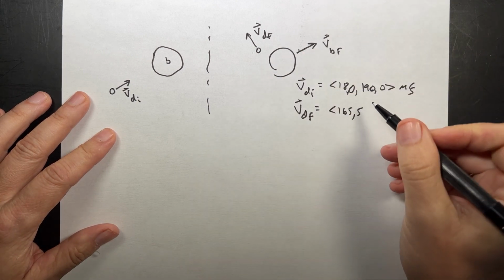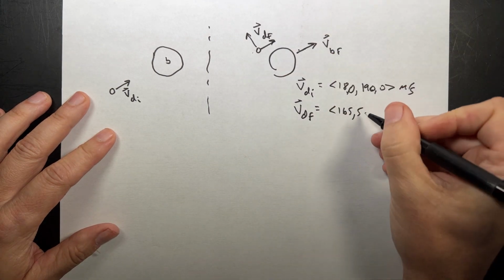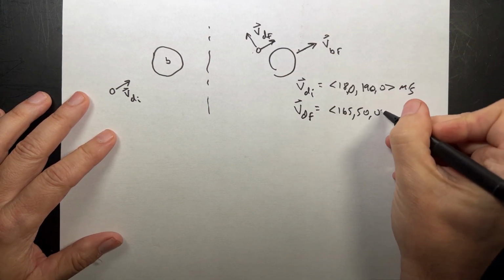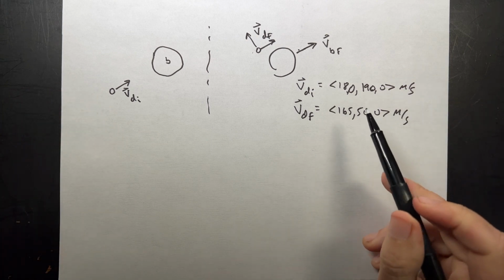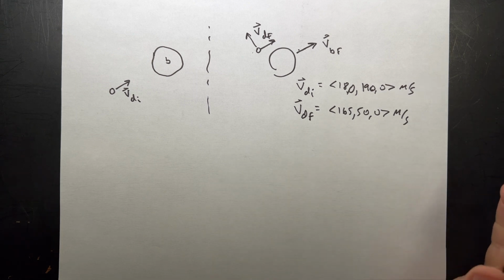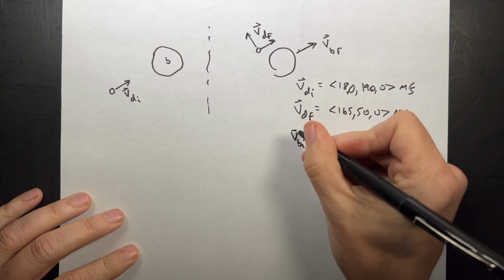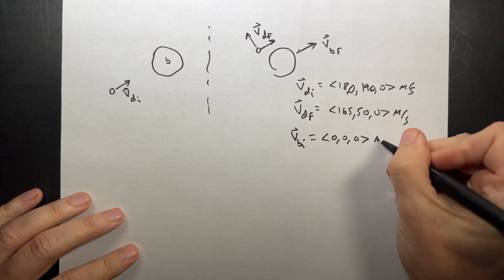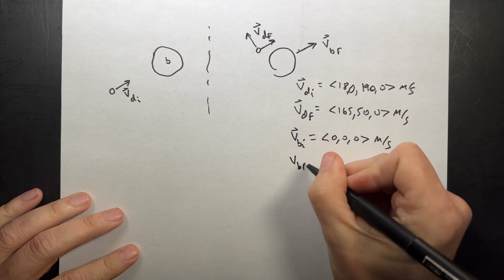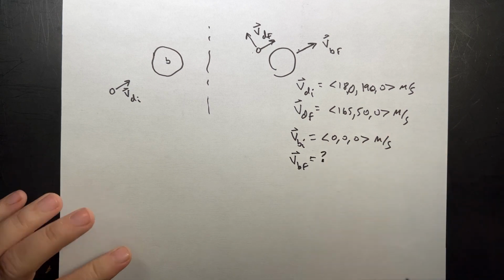Oh, it's still going the same way. So it's like this, <165, 50, 0>. And they're not sticking together. I don't really know what's going on, but they're not sticking together. Maybe it's a glancing collision. I don't know, it doesn't really matter. And then we want to find, we know the initial block velocity is 0. Block, block, block. And then we want to find B final. Question mark. We don't know.